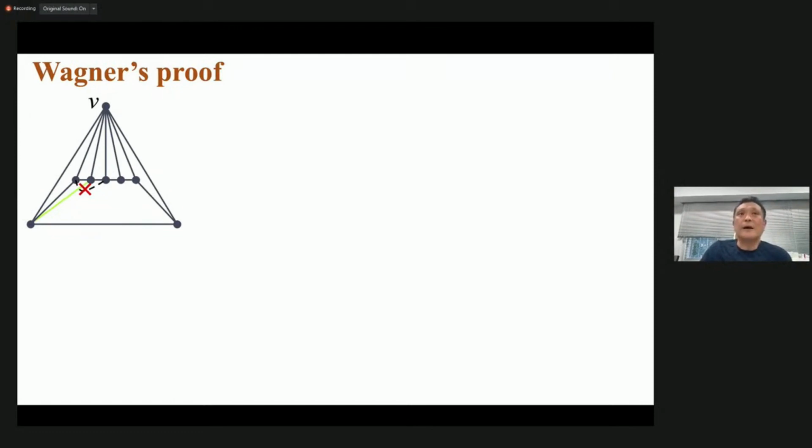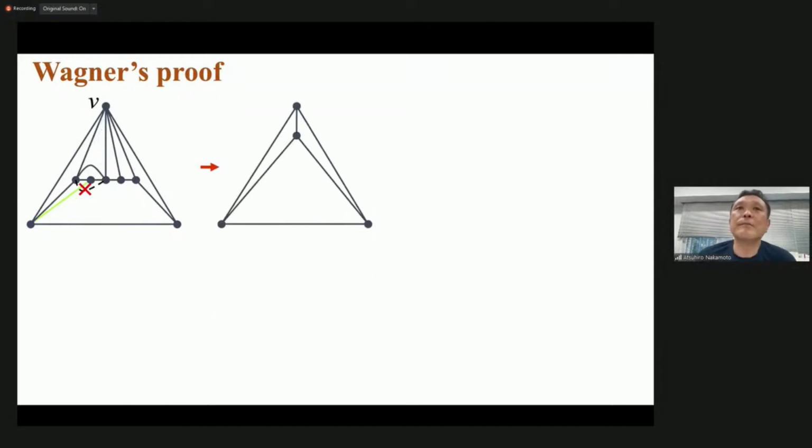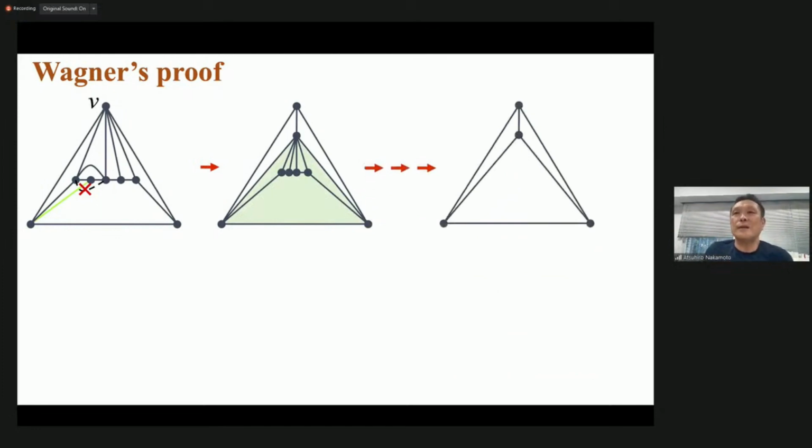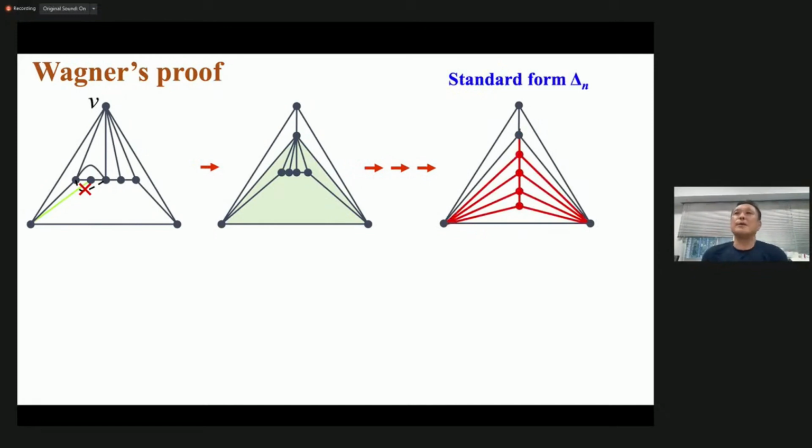So repeating these procedures, we get this. So we can always decrease the degree of V. Repeating these procedures, now we focus on this part and consider the degree of this. Then we repeat as before. Then we get this, and we eventually have such a structure. We call this the standard form of spherical triangulation.